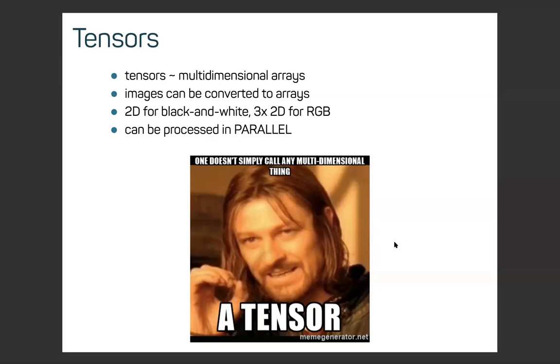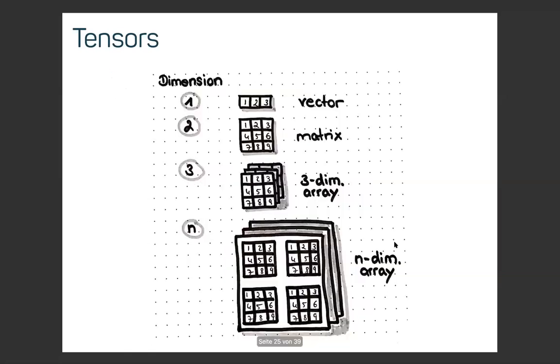And the really nice thing about tensors is that they can be processed in parallel. So we can do matrix multiplications with tensors, and we can process them in parallel. So we have the option of scaling the calculations very well. So here are examples for multidimensional arrays.